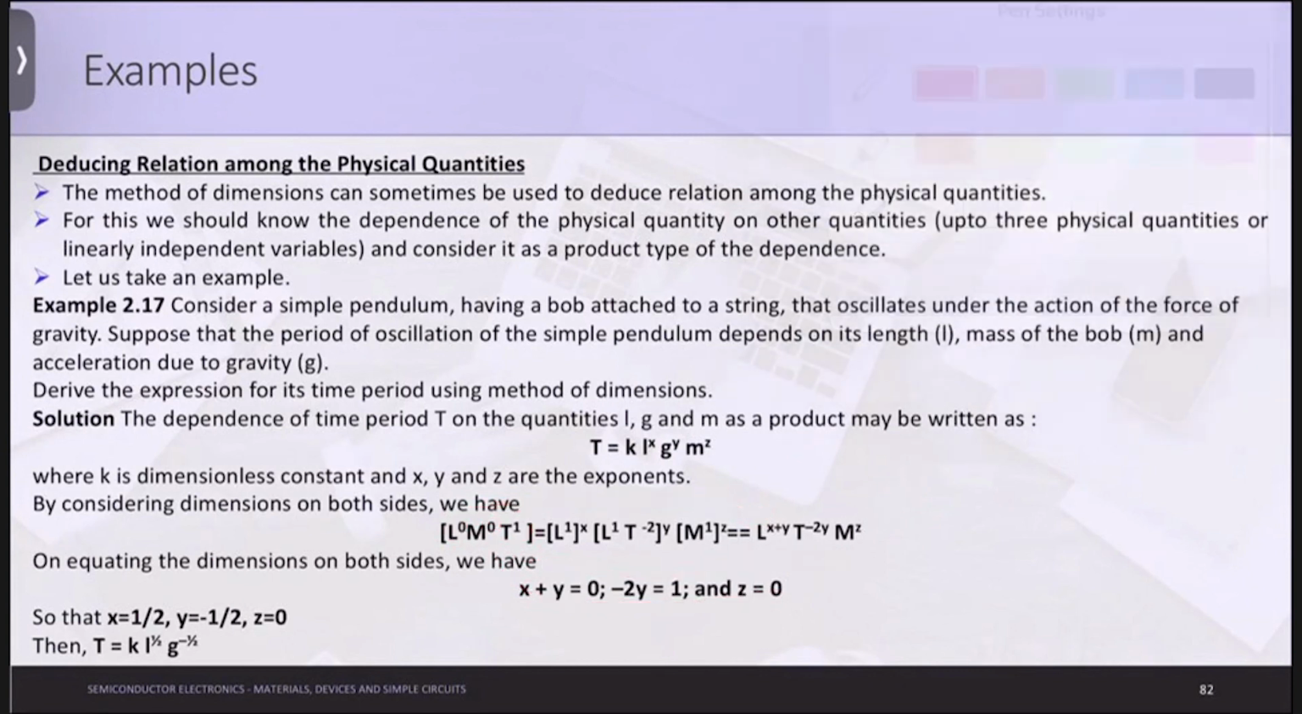So this can be equated. So we have three equations and three unknowns. We solve these equations and you will get the answer: x is 1 by 2, y is minus 1 by 2, z is 0. Try to put this, and you will get the time period as k under root L upon g. Okay, so finally what we got is that there is no relation to mass. That is one of the things which you understood from this.